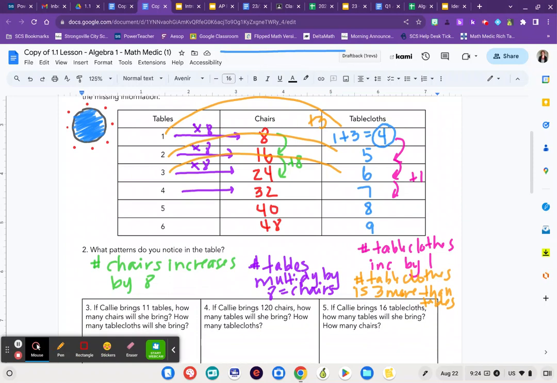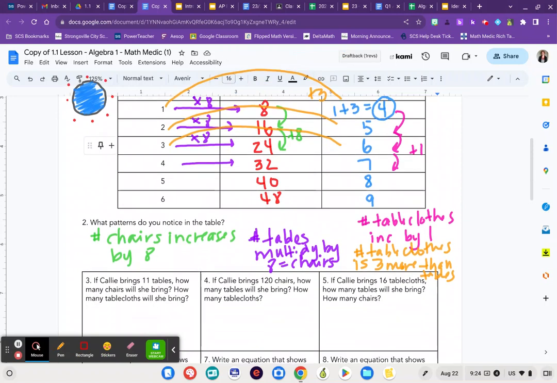So let's see what questions I have happening down here. It says, if Callie brings 8 tables, how many chairs will she bring? How many tablecloths will she bring? So what a lot of friends tend to do is extend this table, right? So I could extend this table 7 tables, 8 tables. So we said that moving this way, I keep adding 8. So 48 plus 8 is what? 56. And 56 plus 8 is going to be 64. But I have to keep going, right? I've got 9, 10, 11. And so extending the table could work, but that's a lot of work.